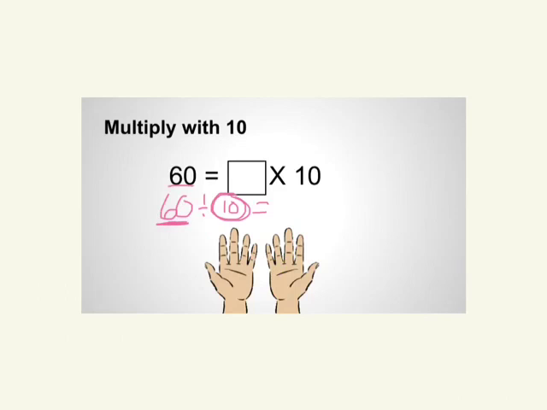Hold up both hands because we don't know how many fingers we need. Let's count. 10, 20, 30, 40, 50, 60. How many fingers was that? I got 6. 1, 2, 3, 4, 5, 6. Yep. 60 equals 6 times 10, and 60 divided by 10 equals 6.